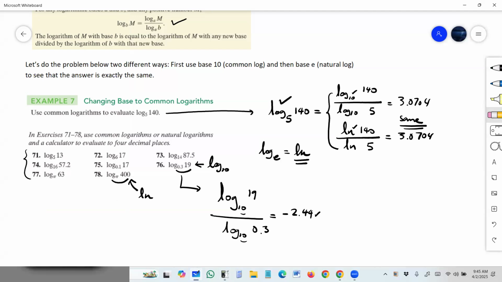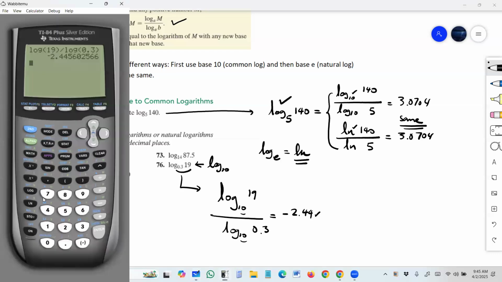In the other example, I'm going to use natural log for 78. Okay? So for 78, I'm going to write natural log of 400 divided by natural log of pi. Now, obviously, I'm going to approximate pi as 3.14. So this is going to be approximately, and you can do both again, same as before.